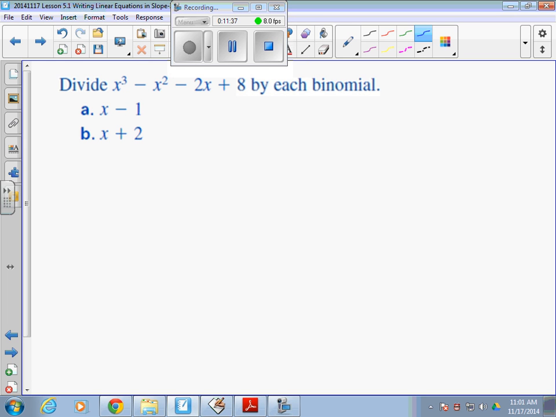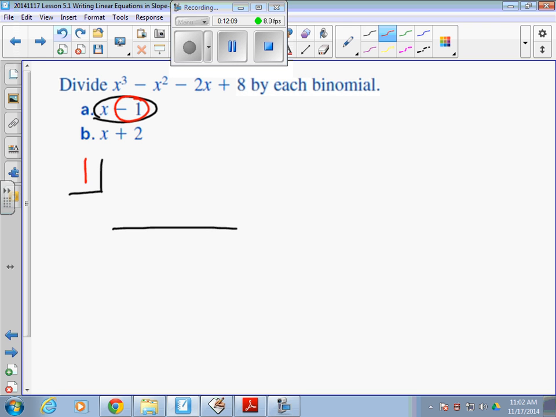Okay, we're going to do the first one together. We're going to divide x to the third minus x squared minus 2x plus 8 by x minus 1. So if I want to write synthetic division, I'm going to write it like this. What number am I going to put right here? What is the opposite of what I have up there? It says -1 right there. So what do I put? +1 goes right there.